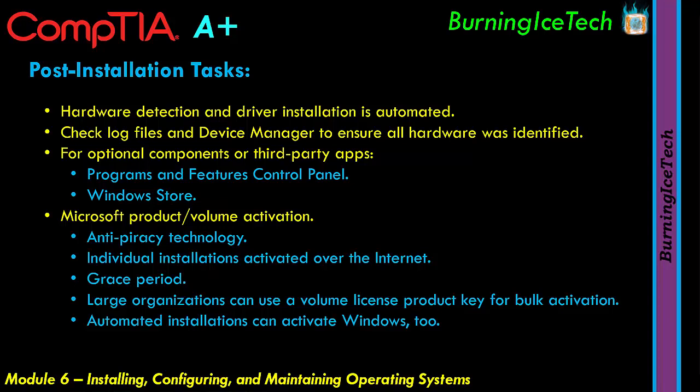Now, in larger organizations, in a company, you can use what they call a volume license to do bulk activation, which is somewhat what I spoke of earlier when we went through the steps of installing Windows, specifically on the step where we talked about providing your product key. You might not need to do that in a company environment because they might have a volume license. Obviously, in companies, they also have automated installations that automatically activate Windows for you.